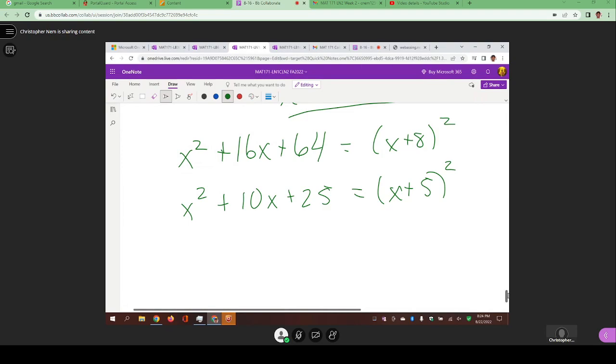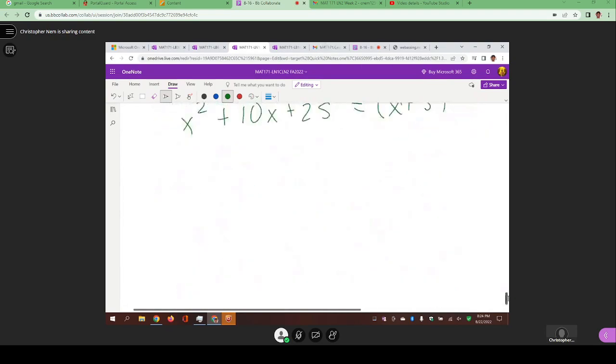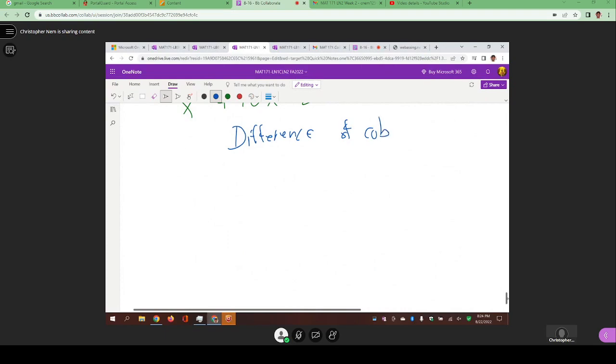So the last factoring you guys need to know, or last two factoring, I apologize. I'm not going to go into detail about this one right here. This is called difference of cubes. The word difference in math means subtract, and cube means third power. So, difference of cubes. I'm just going to give you some examples of difference of cubes.